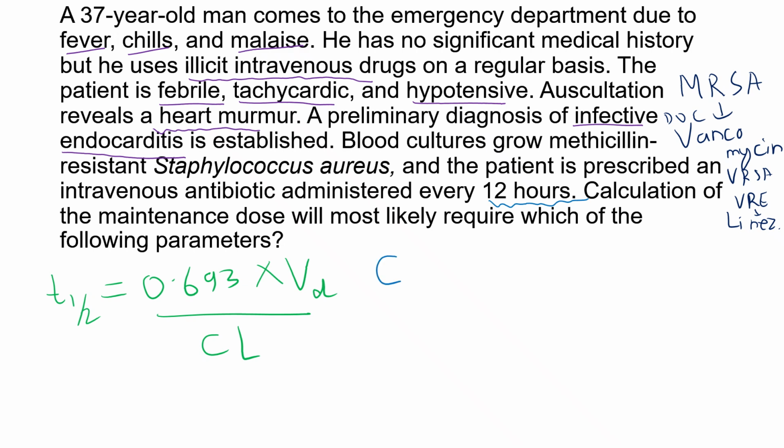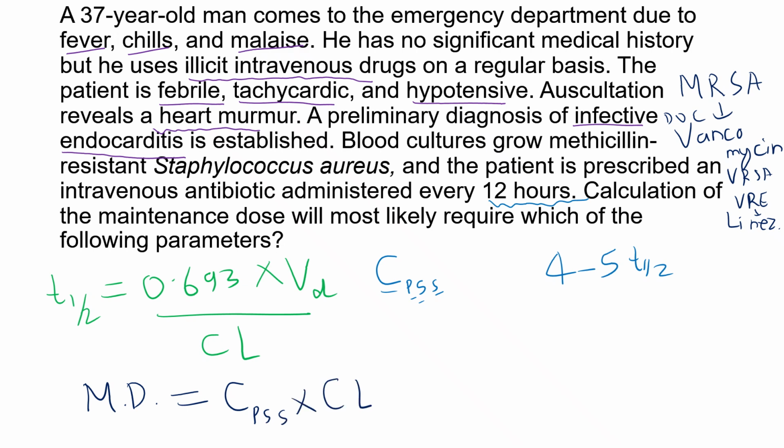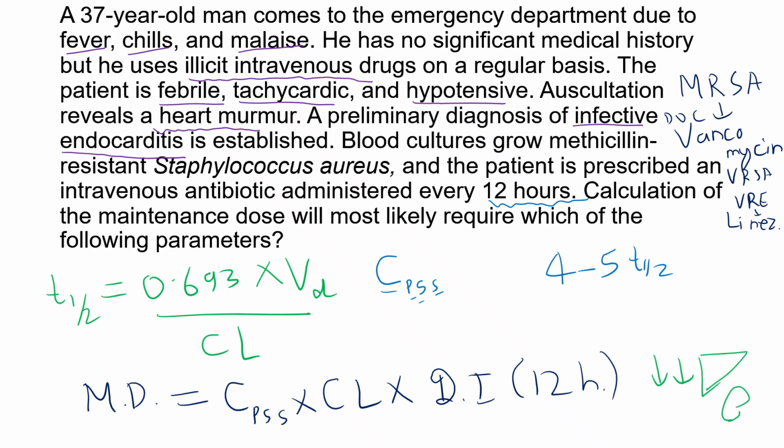Steady state plasma concentration, also known as CPSS, is basically achieved in 4 to 5 half-lives. This knowledge we have from general pharmacology. Maintenance dose is defined as steady state plasma concentration into clearance into dosing interval, which in this case is 12 hours. And one more important fact about maintenance dose: it is decreased in patients with, yes, very good, renal or hepatic impairment.